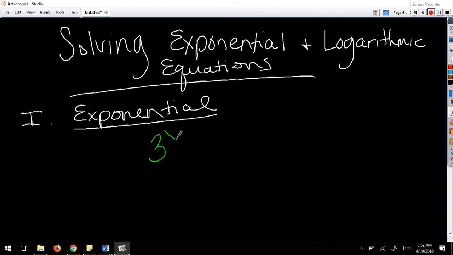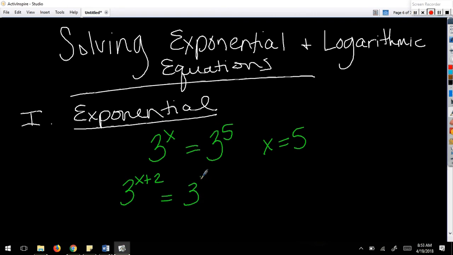If I have 3 to the x equals 3 to the 5th, tell me what you know. x equals 5. x has to equal 5, right? There's no other thing that x can equal. So what if I change this then to 3 to the x plus 2 equals 3 to the 7? 7 equals x plus 2. It's still x plus 2. And then I could solve that. It's still the same thing, right?